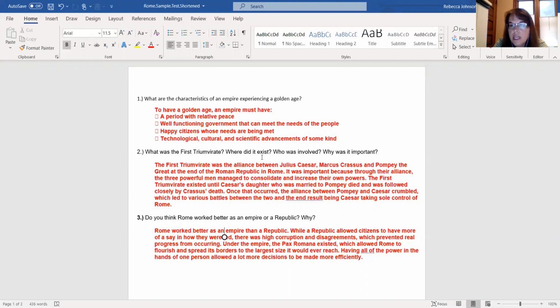So these are the things that I want them to talk about in this section. This is my leaders question, and that's a target question, right? So it's beyond basic. They have to talk about why it was important. And then, do you think Rome worked better as an empire or republic, and why? This is an advanced question, right?